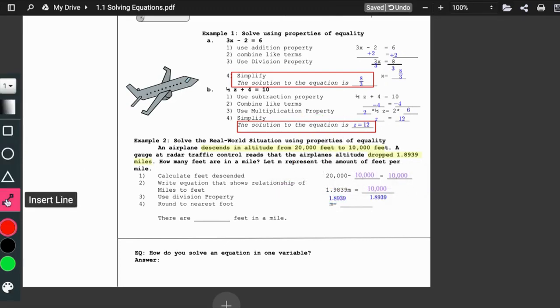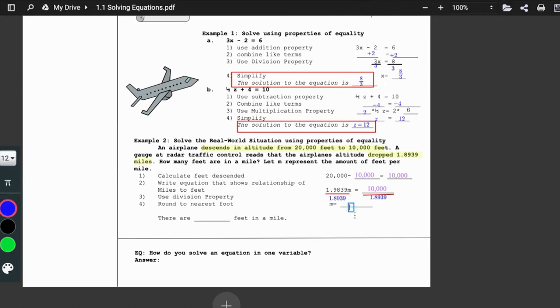I'm going to use my little line tool to show that I'm drawing something. All right, and then if I use a calculator, you can check this on your own. Remember, the Desmos Scientific Calculator is like your God. So we have 10,000 divided by 1.8939. And that's going to equal 5,280. So we just found out that something was equal to 5,280.